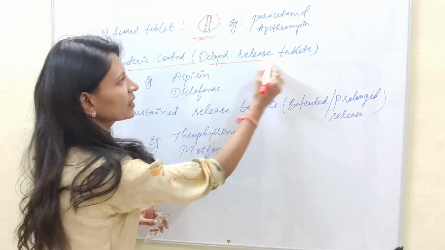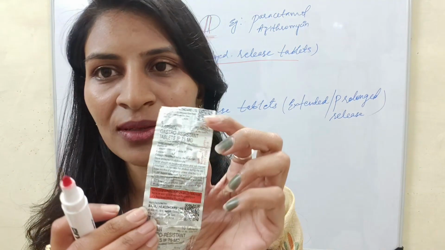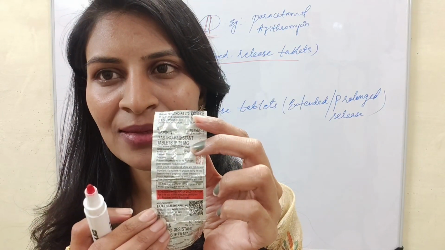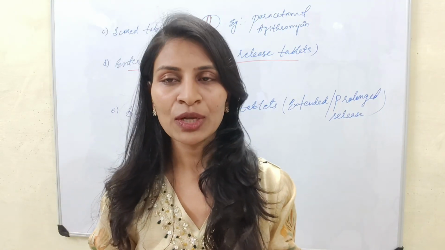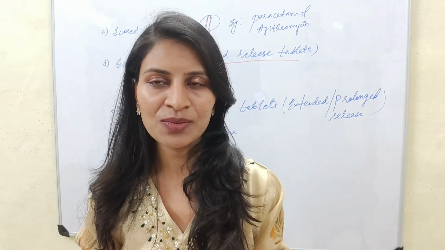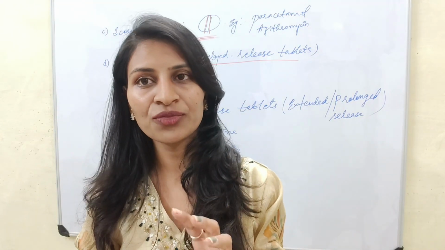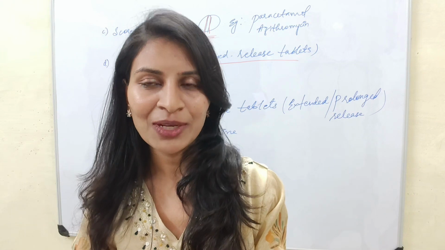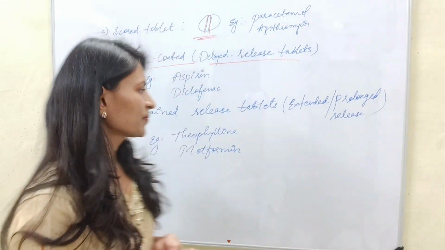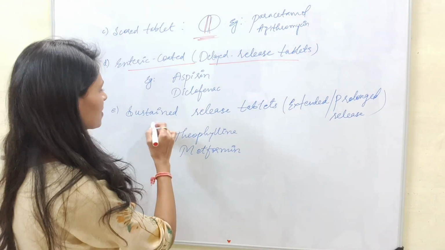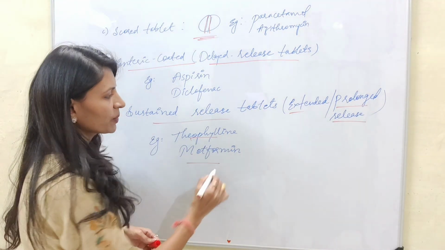Enteric coated or delayed release tablets. An example is aspirin. You can see it's written gastro-resistant tablets. This means these tablets contain one or multiple layers of coating so that they resist digestion by gastric acid, but they disintegrate in the alkaline medium of the intestine. So these are good for patients with gastric irritation. Examples are aspirin and diclofenac. Next one is sustained release tablets. These are also called extended or prolonged release tablets. Examples are theophylline and metformin.